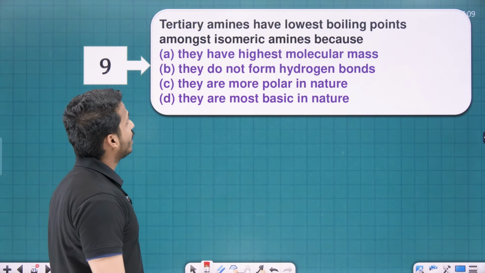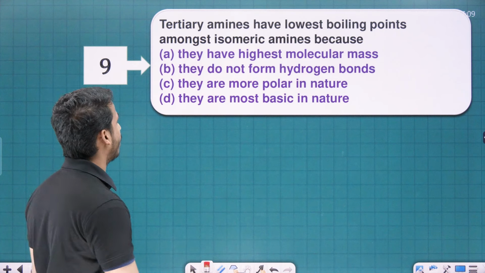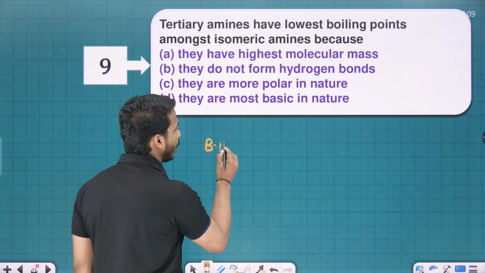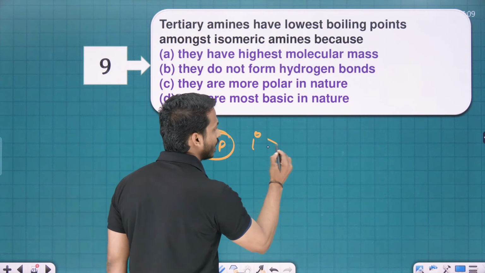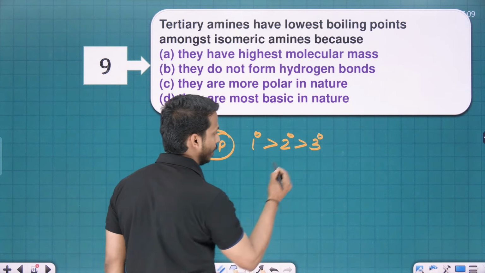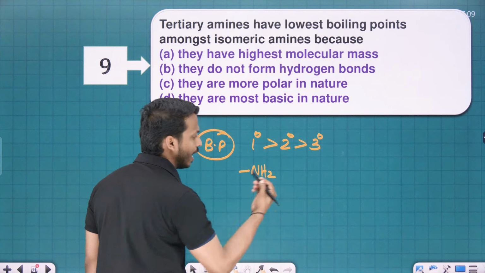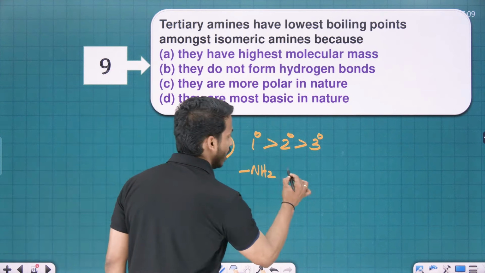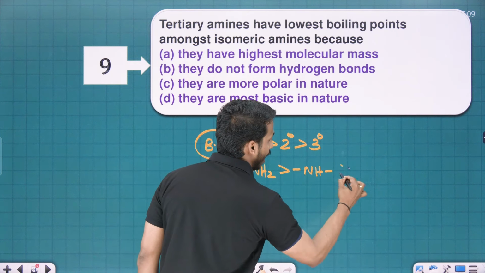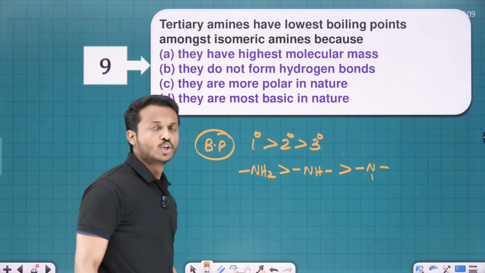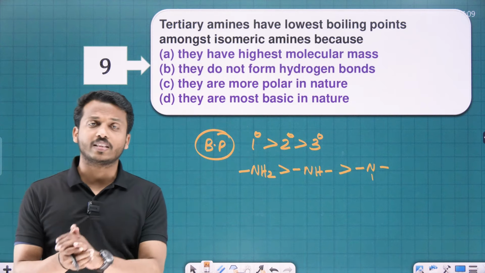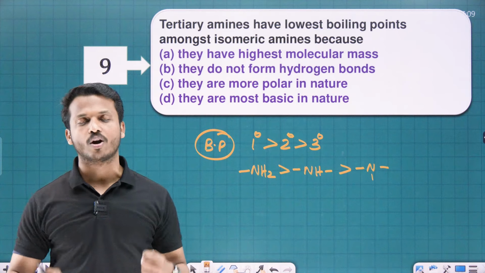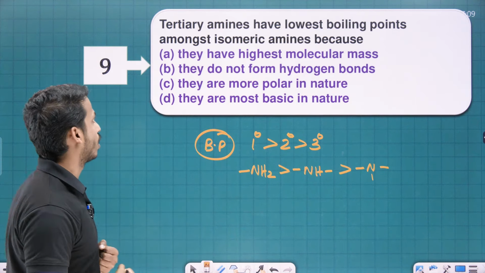Question 9. Tertiary amines have the lowest boiling point among the isomeric amines. We studied the order of boiling point of amines: primary greater than secondary greater than tertiary. Because primary amine contains an NH2 group, more hydrogen, so more hydrogen bonds can form, then secondary, and the least is tertiary. Primary amines form more and stronger intermolecular hydrogen bonds.